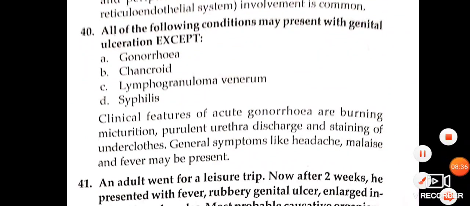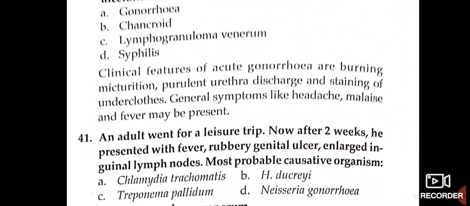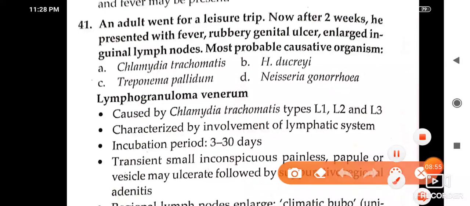All of the following conditions may present with genital ulceration except gonorrhea, which is not associated. An adult went for a leisure trip. After 2 weeks, he presented with fever, a genital ulcer, and enlarged inguinal lymph nodes. Most probable causative agent is lymphogranuloma venereum, that is Chlamydia trachomatis.